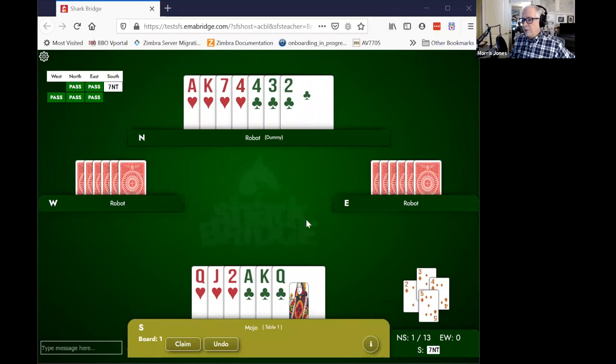Let's look at another example. What's the correct way to play this hand to preserve our entries to the dummy? Again, it's high card from the short side. Win the queen and the jack first, lead the 2 over to the ace and the king.